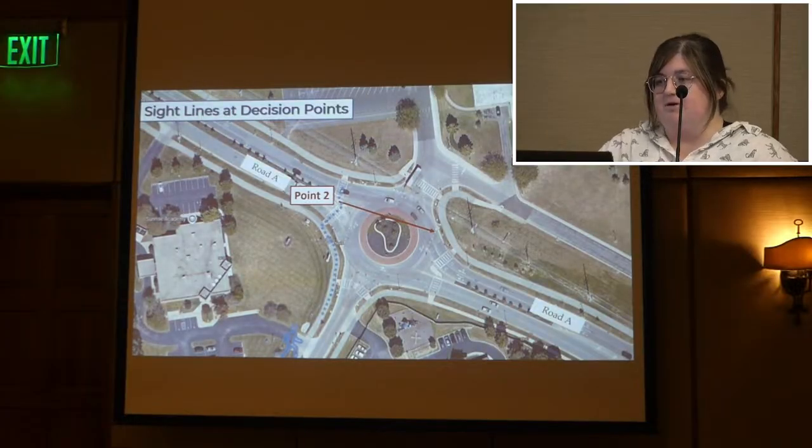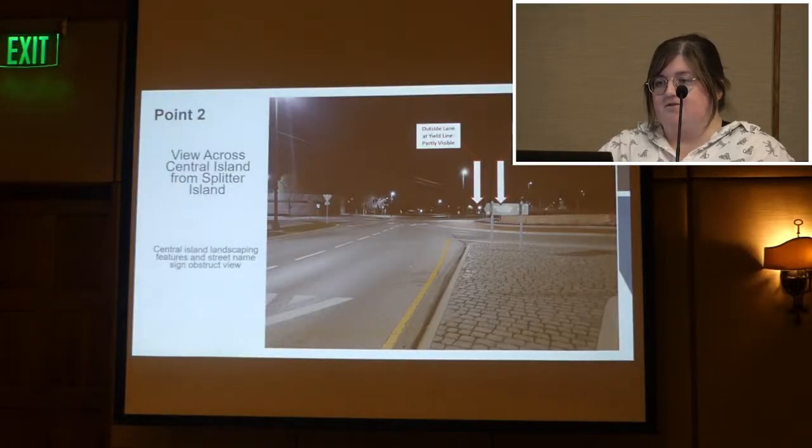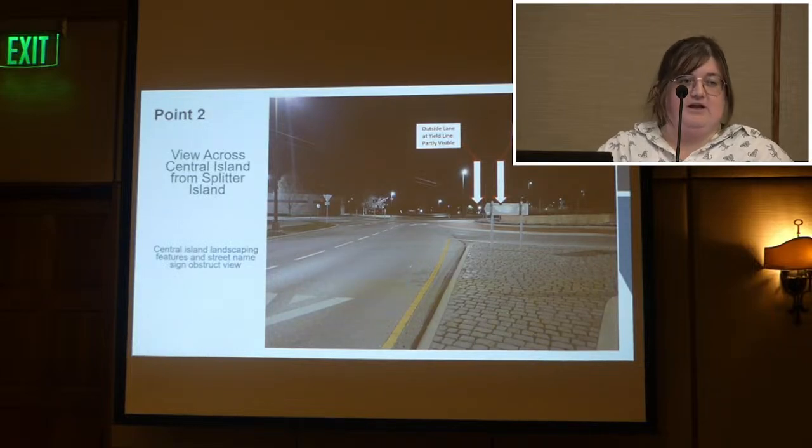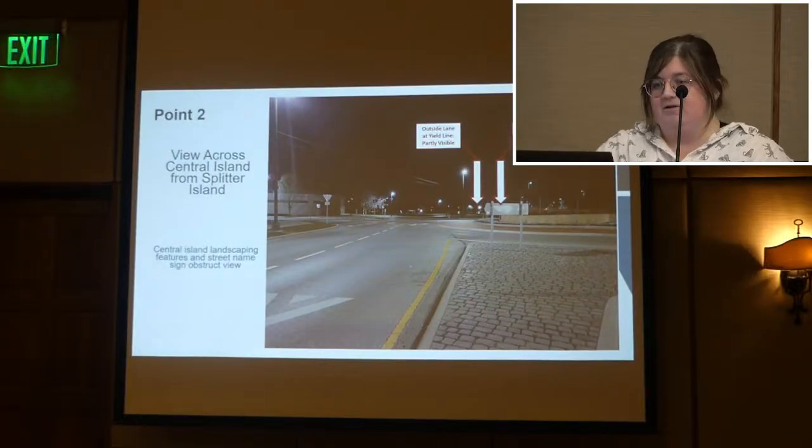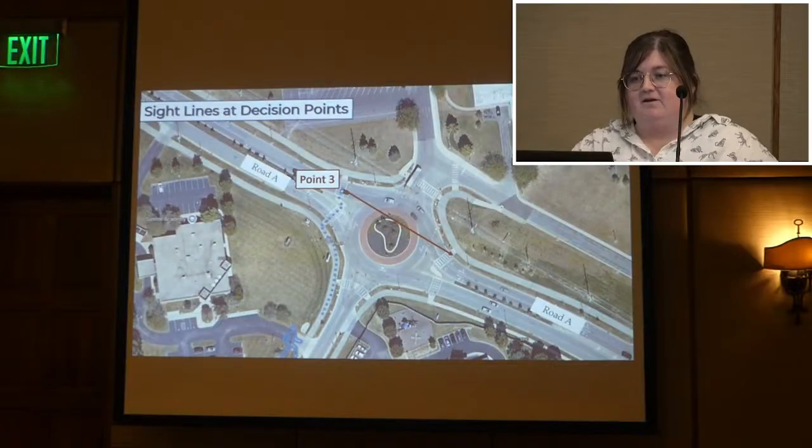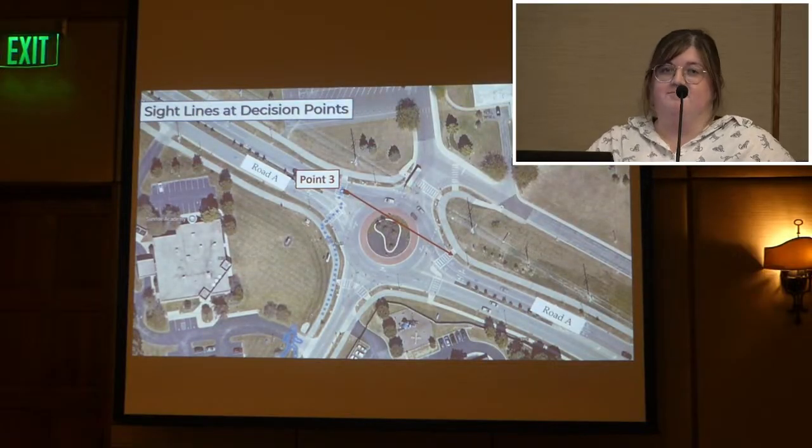So now we're at point 2. At point 2, we're looking at that entry leg on the upstream entry. And from what we can see here, we cannot see the inside lane. It is covered by that wall and that sign, and the outside lane is only partially visible. So we decide to walk. We've got to cross the road.